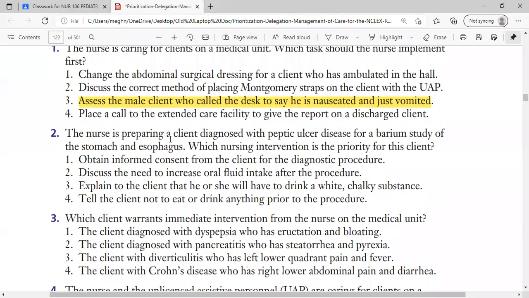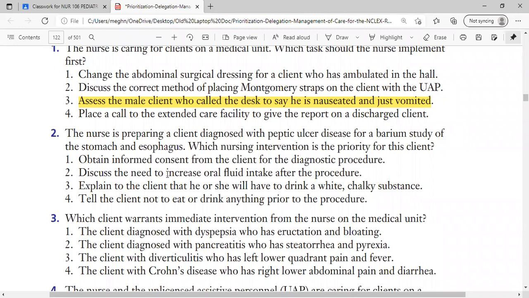The nurse is preparing a client diagnosed with peptic ulcer disease for a barium study of the stomach and esophagus. Which nursing intervention is the priority for this client? Again, the diagnosis is peptic ulcer disease and the patient is going for a barium study.